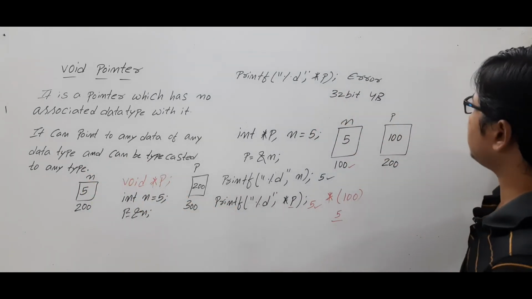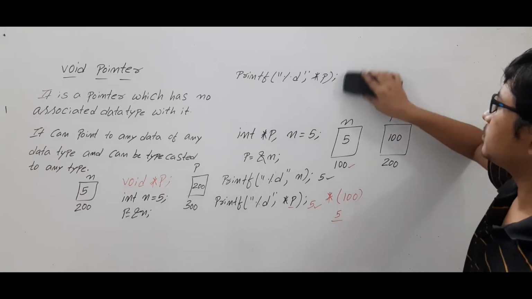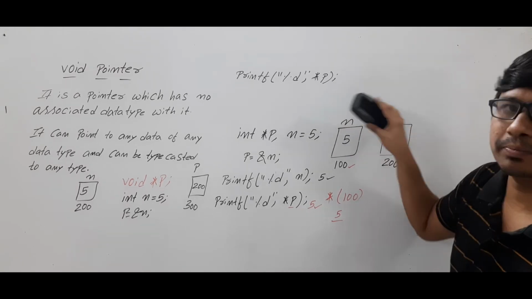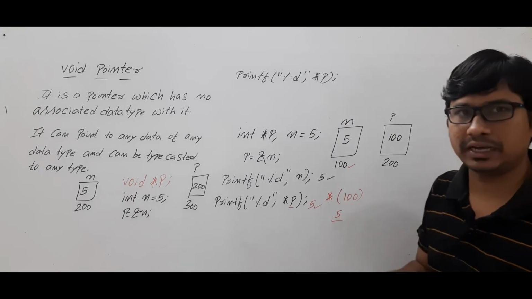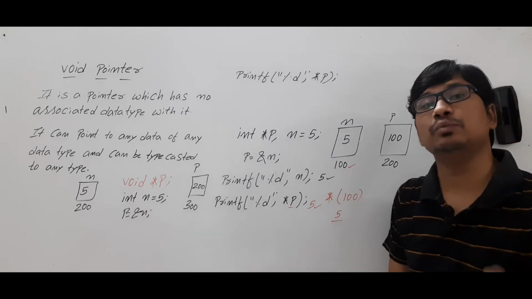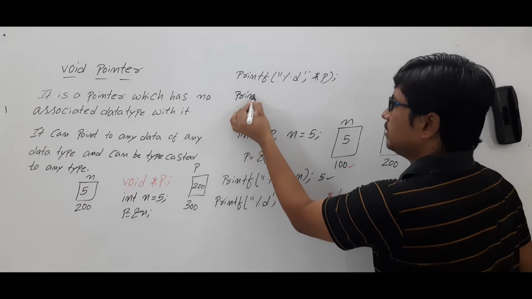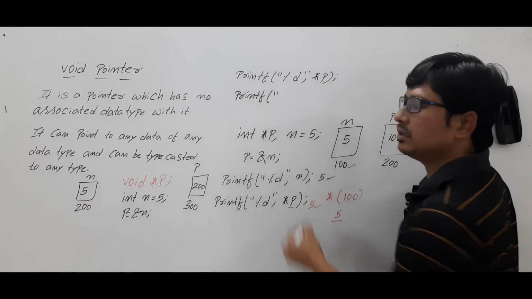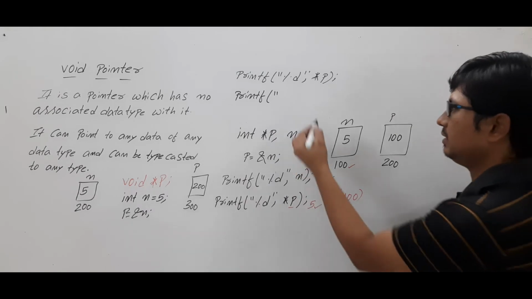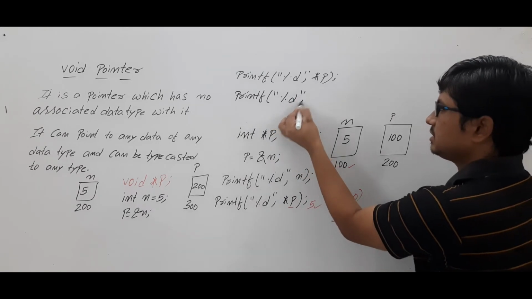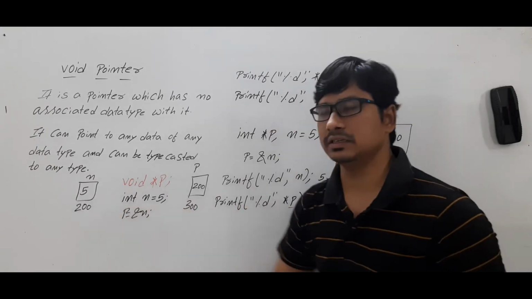Now, what is meant by typecasting? We have two types of typecasting: one is implicit typecasting and the other is explicit typecasting. We are doing the type conversion. So, let me write the proper statement to print the value of 5 with the help of the variable p. I will write %d because it is an integer.